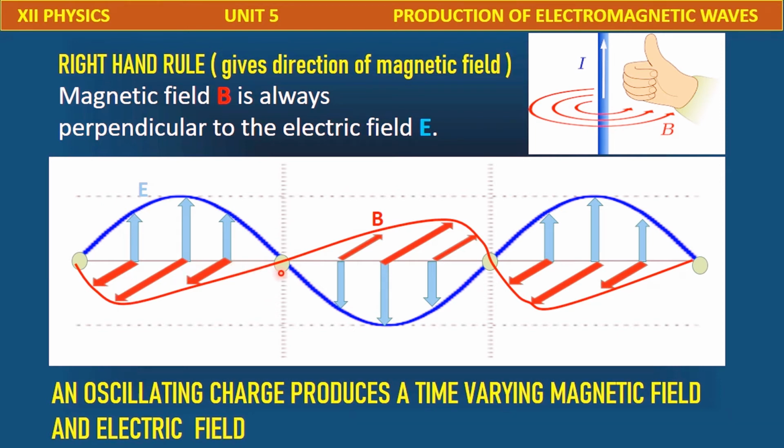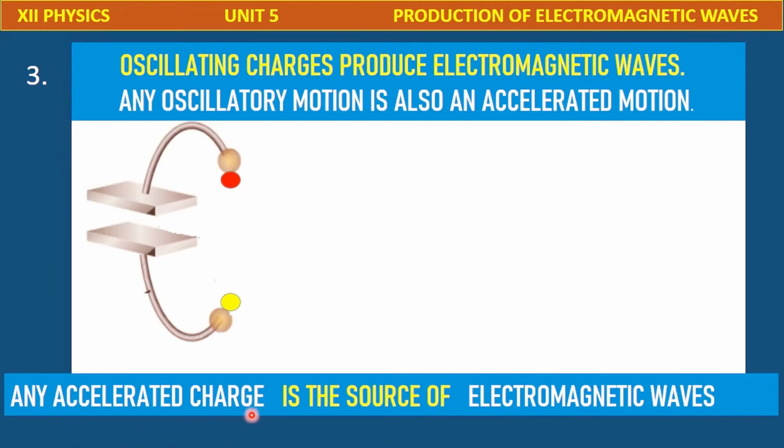Here the electric field is zero and the magnetic field is zero. In this position, the electric field is acting downwards. So the magnetic field is acting into the screen and also perpendicular to the electric field. In this way, we can plot the magnetic field with respect to time. So, an oscillating charge produces a time-varying magnetic field and also a time-varying electric field.